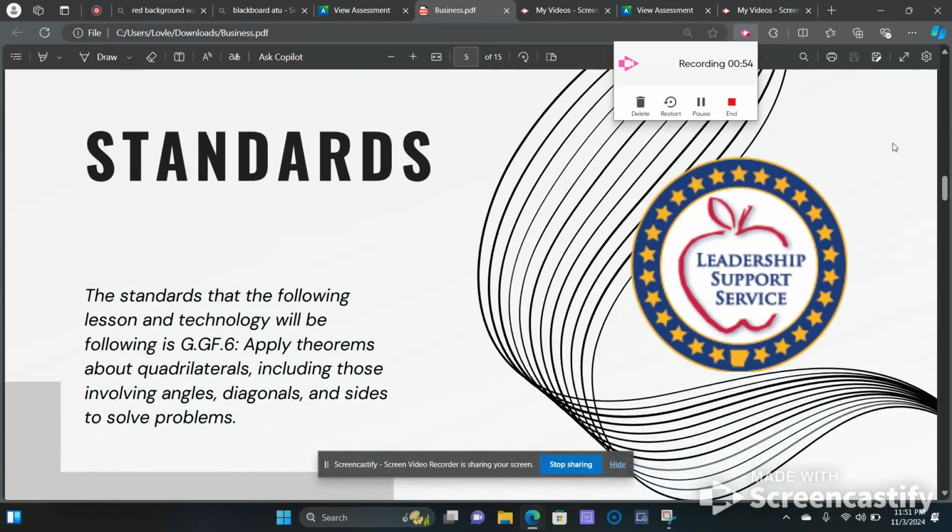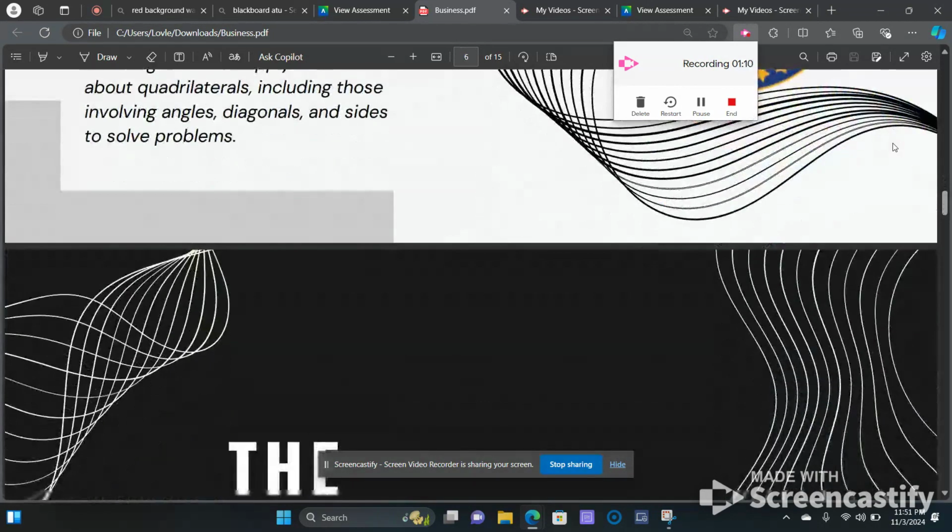Standards. The standards that the following lesson and technology will be following is G.GF.6, which are applying theorems about quadrilaterals, including those involving angles, diagonals, and sides to solve problems.